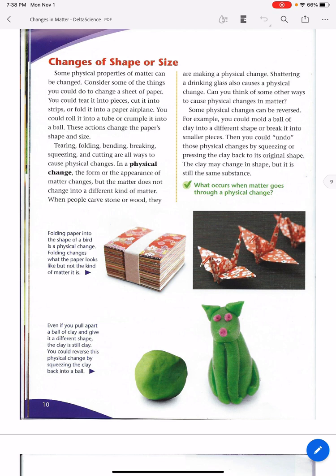What occurs when matter goes through a physical change? Folding paper into the shape of a bird is a physical change. Folding changes what the paper looks like, but not the kind of matter it is. Even if you pull apart a ball of clay and give it a different shape, the clay is still clay. You could reverse this physical change by squeezing the clay back into a ball.